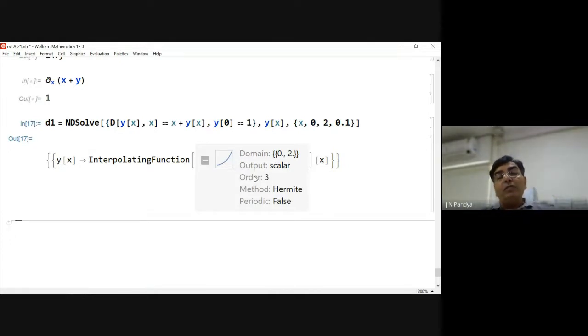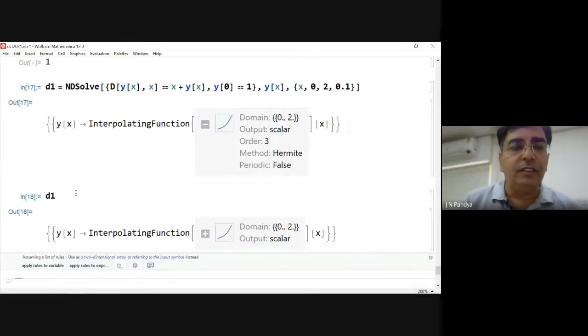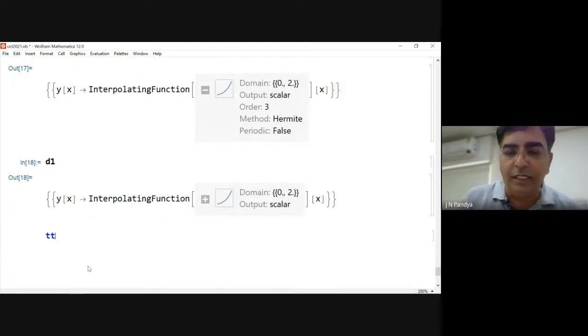So if we get those numbers from here instead of this kind of output, sometimes you will feel that what will we do with this kind of output? But probably this kind of output also can be identified, right? For example, what is this thing? This is D1. So if I ask what is D1, it is going to give me this thing. So let me say that I have got some function TT. TT of x is equal to D1.